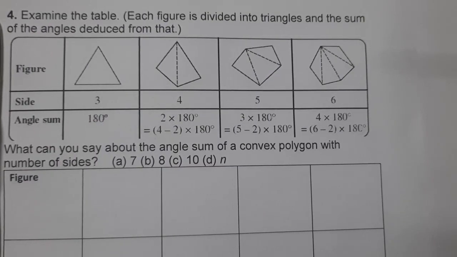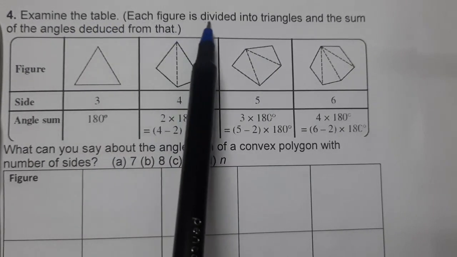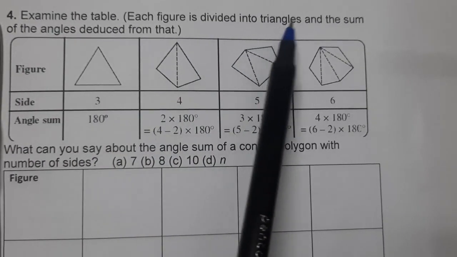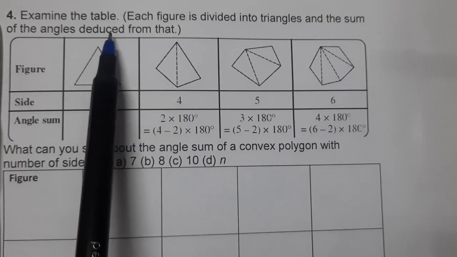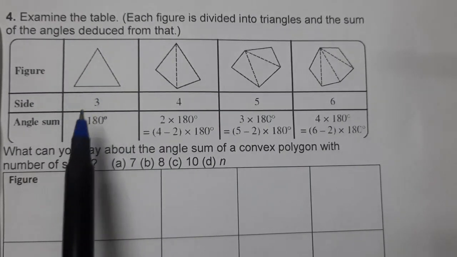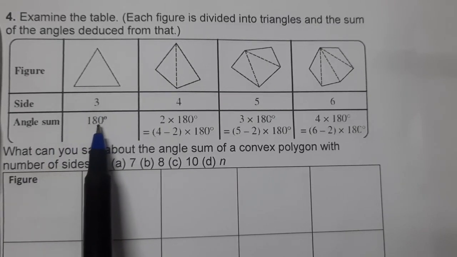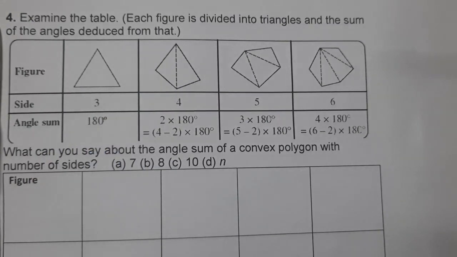Now see the next question. Examine the table. Each figure is divided into triangles and the sum of the angles deduced from that. So see the first figure. This is a triangle. How many sides are there? 3. And we know what is the angle sum of all the 3 angles of a triangle? 180 degrees. This we know very well.